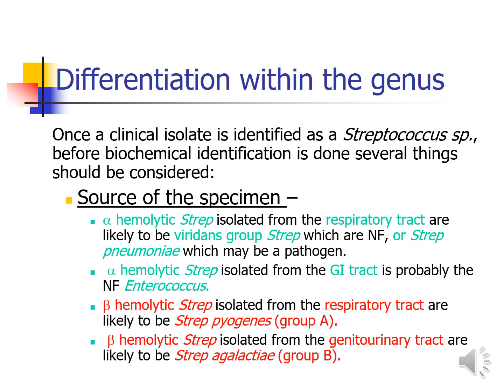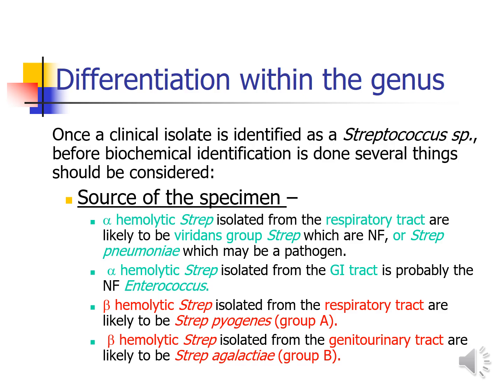Differentiation within the genus. Once a clinical isolate is identified as a Streptococcus species, before biochemical identification is done, several things should be considered. First, the source of the specimen. Alpha hemolytic streptococci isolated from the respiratory tract are likely to be viridans streptococci, which are normal flora, or Streptococcus pneumoniae, which may be a pathogen. Understood? And alpha hemolytic streptococci from the GI tract may be normal flora, enterococci.